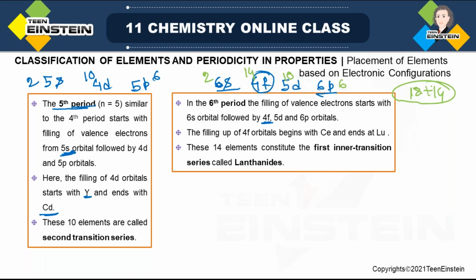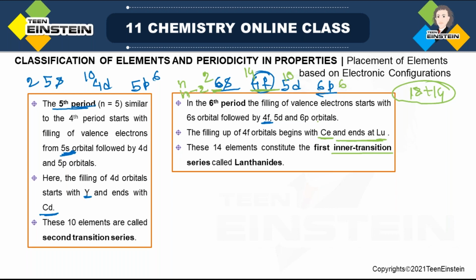Now the filling of 4f orbitals begins with cerium and ends at lutetium. Starting from cerium up to lutetium, this part is actually present as a block, and they are also known as the first inner transition series. Why inner transition series? Because if you consider the principal quantum number for 4f, that is 6. So 4 is 2 less than 6. That means if the principal quantum number is n, then the f that is filled is n minus 2.